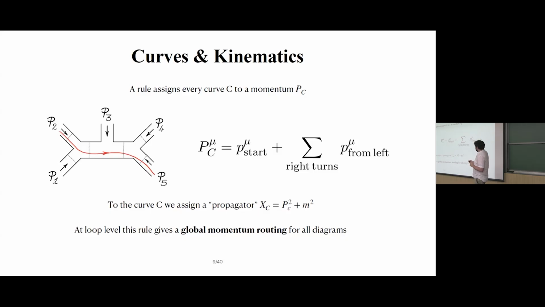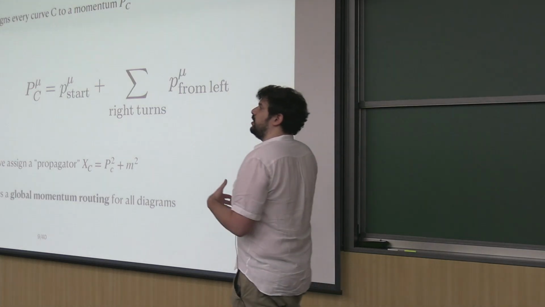Now, every curve on the surface can be represented as a path that walks through the fat graph. As it walks through the fat graph, you can turn left, you can turn right, or you can cross one of the edges of the fat graph. And we associate a momentum to the curve by, well, first we start with the momentum from the external leg from which we start. And then every time we turn right, so for instance, here the curve turns right when it enters the vertex, we add the momentum that enters from the left. So this is a simple rule that associates a momentum to every curve.